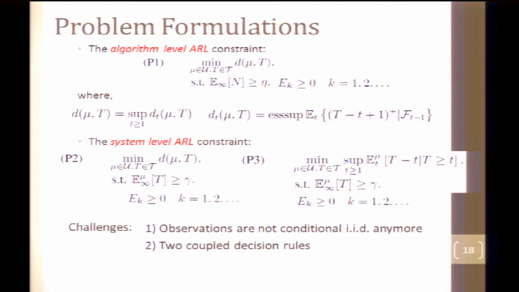Because of this energy process, you introduce some correlation into the observations we take. And also we have two coupled decision rules: one is the detection rule, the other one is the energy usage rule. If the energy model is IID energy arrival? In this case, it's IID.